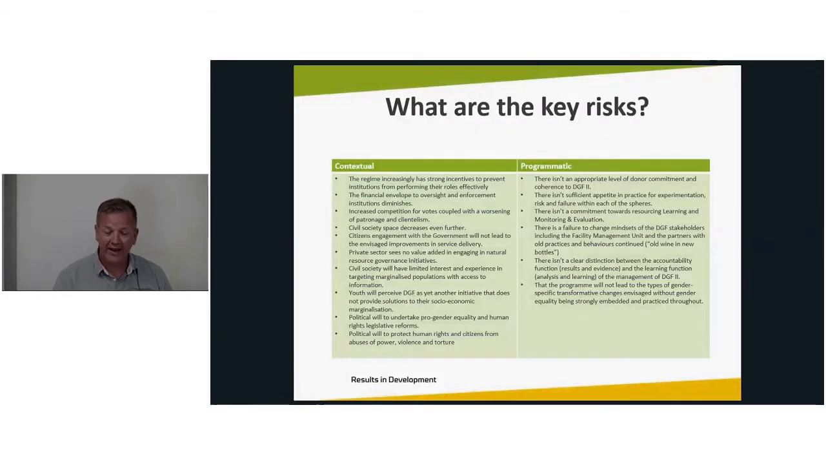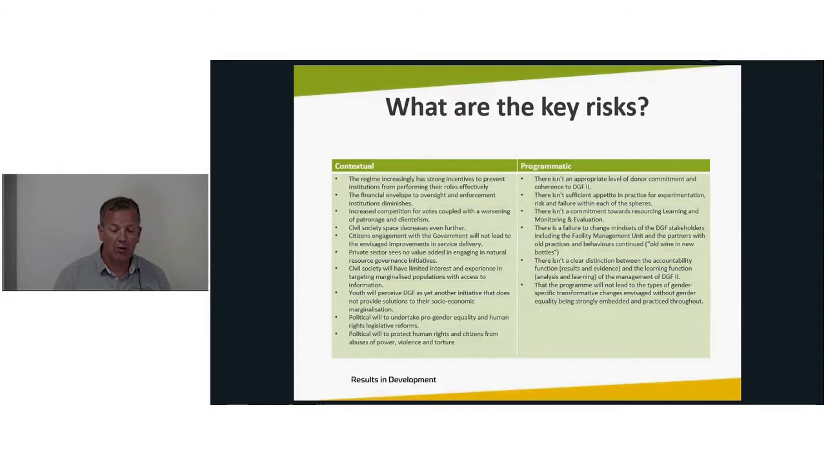We also looked at what are the key risks. So there's a number of risks here, both the contextual risks. Is there the appetite with the government of Uganda for this way of working, when there is a concern about the closing of civic space? There are a number of risks for civil society as well. Civil society may have limited interest. There are risks around who is represented by the civil society. How does civil society represent communities in Uganda?